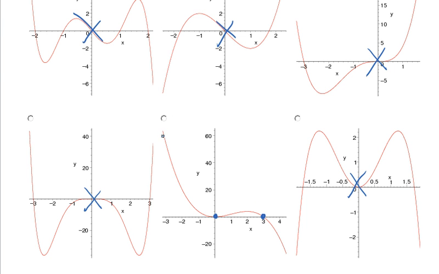Notice that as x decreases without bound, the y is increasing. As x increases without bound, y is decreasing. So we choose this as the graph of y equals the opposite of x cubed plus 3x squared.